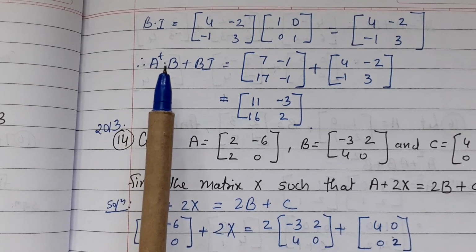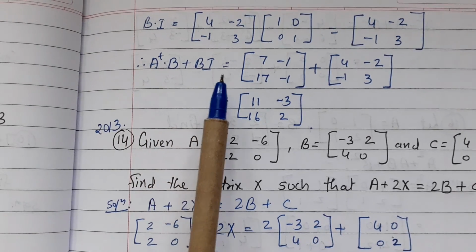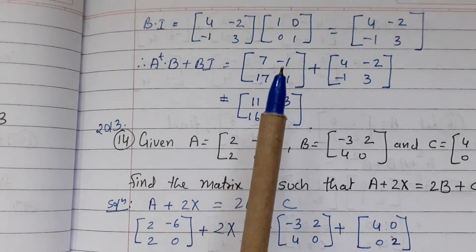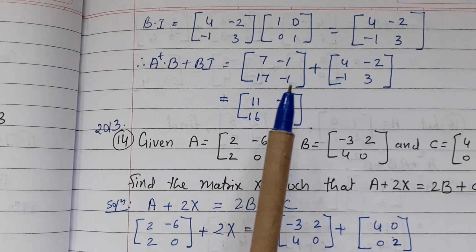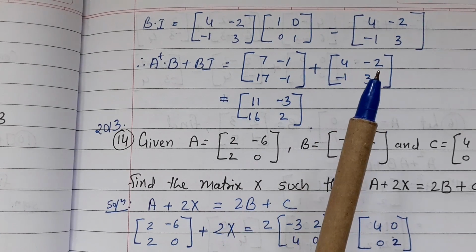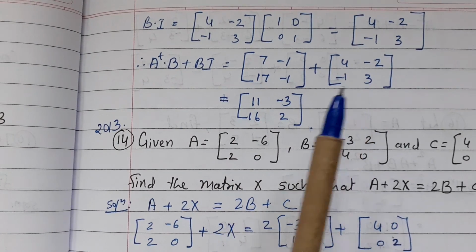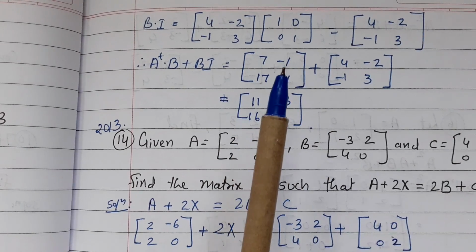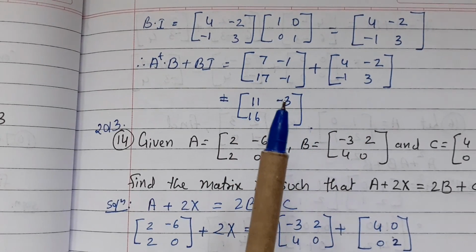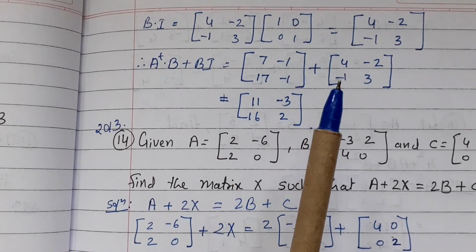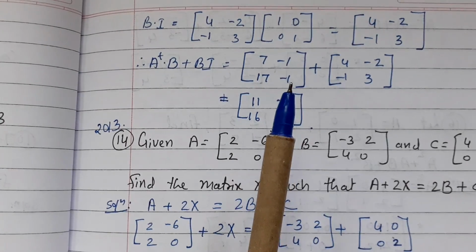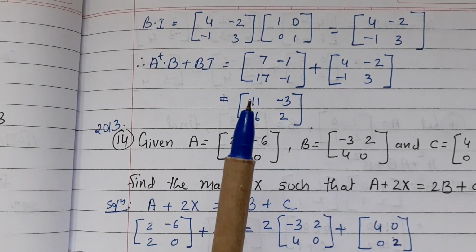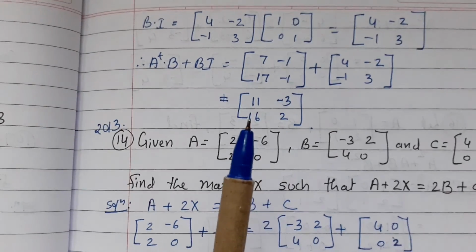Therefore A transpose into B plus BI equal to A transpose into B is 7 minus 1, 17 minus 1 plus 4 minus 2 minus 1 3 equal to 7 plus 4, 11, minus 1 minus 2, minus 3, 17 minus 1, 16, minus 1 plus 3, 2. Answer is 11 minus 3, 16.